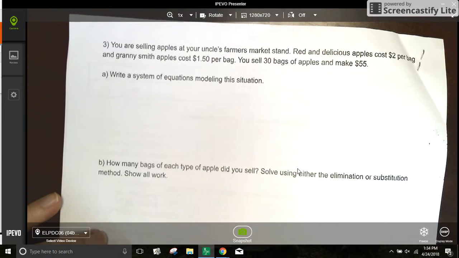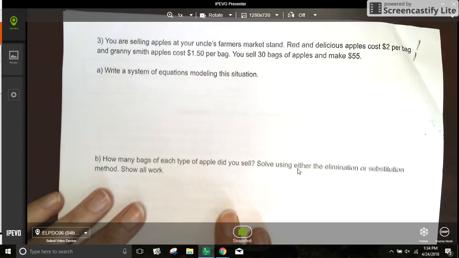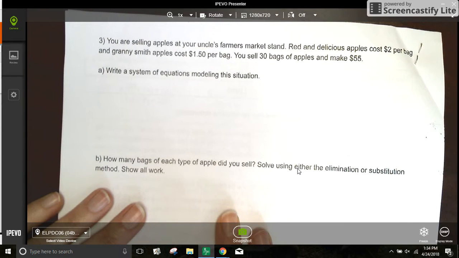All right, number 3. You are selling apples at your uncle's farmer's market stand. Red Delicious apples cost $2 per bag, and Granny Smith costs $1.50 per bag. You sell 30 bags and make $55.